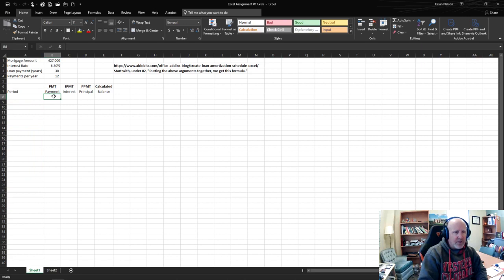Here, we're going to calculate the amount of the overall payment, the interest that's part of that payment, the principal, meaning the amount that's actually coming off the loan amount, and then we'll calculate the balance as well, right? So that at the bottom of that it'll be zero. So periods is always just, and this is the simple part of this, the number of payments times the number of years.